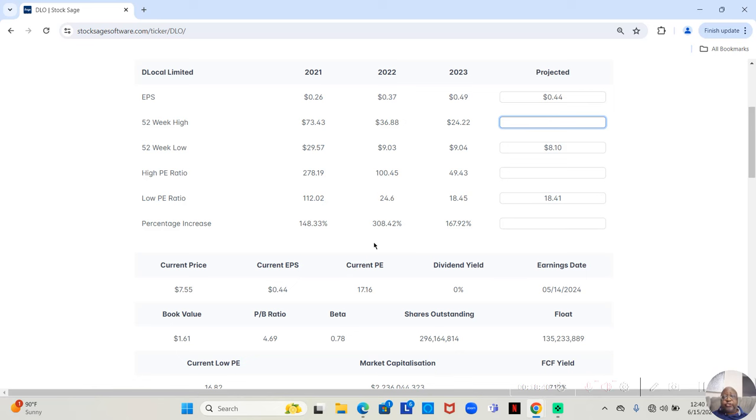So this stock has really grown for these last 3 years from its low price to its high price. A more expensive stock, you may find it growing 30, 40, 50% over the course of the year from its low price to its high price. This is growing 148, 308, and 167%. Now, what's the price of this stock? Right now, $7.55. So all of the statistics are here for this stock.